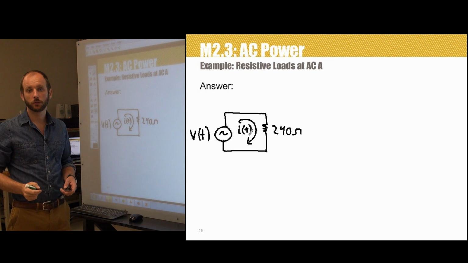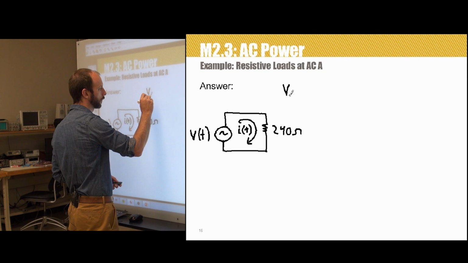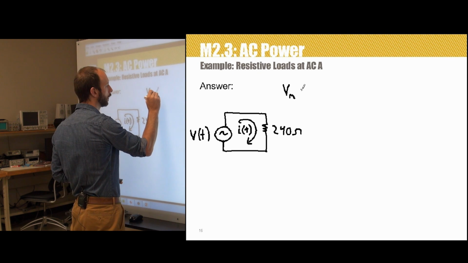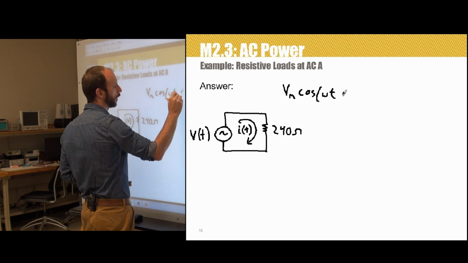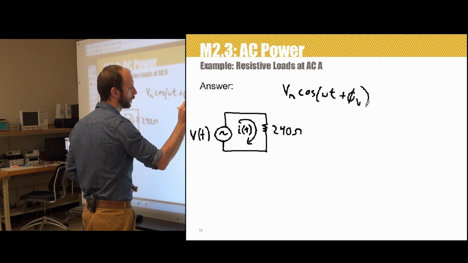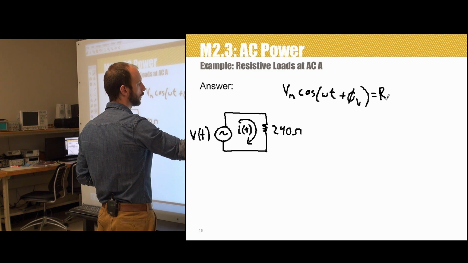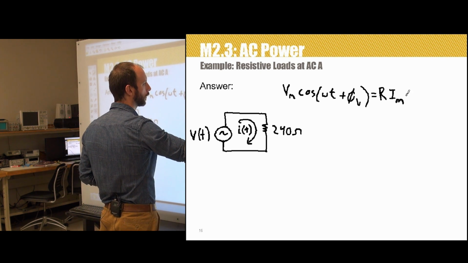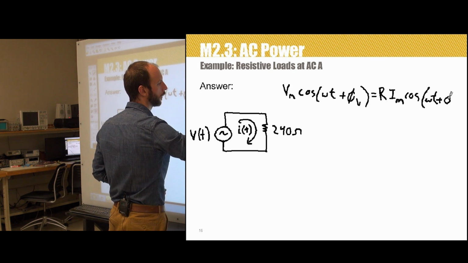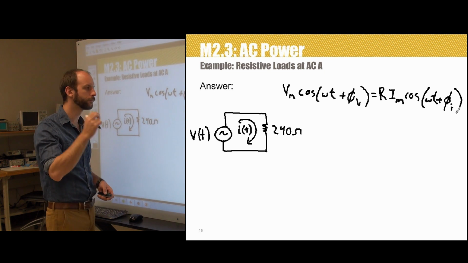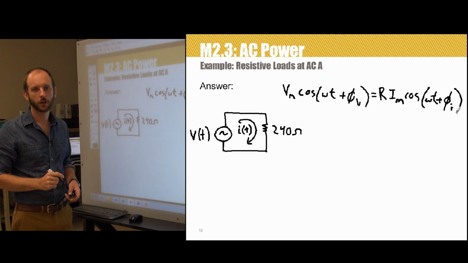So we're going to use Ohm's law written for AC resistances. We get Vm, the max voltage, times cosine of omega t plus the phase shift, theta V, equals the resistance times the max current, times cosine of omega t plus the phase shift of the current.